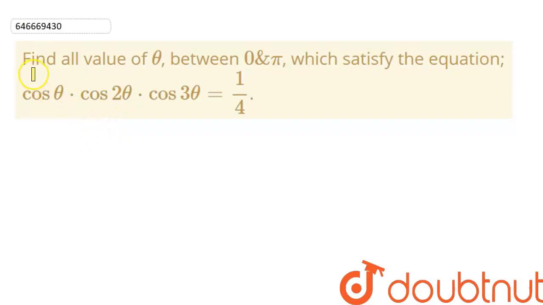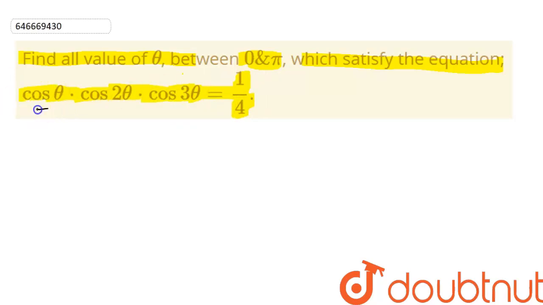Hello everyone. So today we are going to discuss one question on trigonometry. Here in this question we need to find all the values of theta between 0 to pi which satisfy the given equality. The equality is cos theta times cos 2 theta times cos 3 theta is equal to 1 by 4. So now we need to solve for theta in the range 0 to pi.